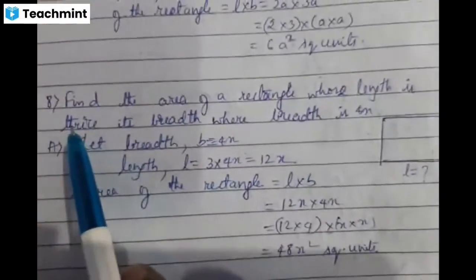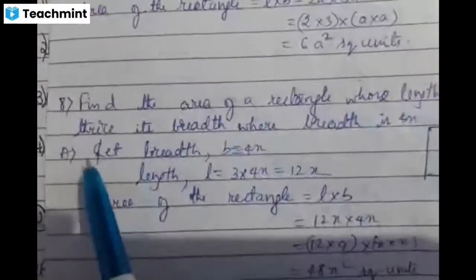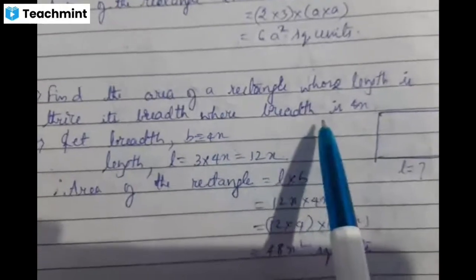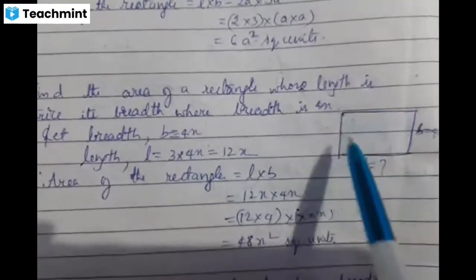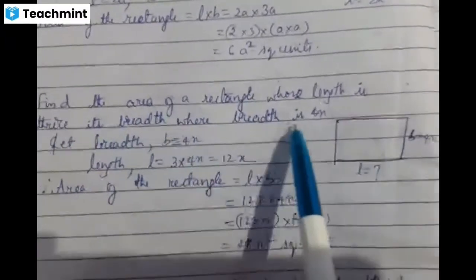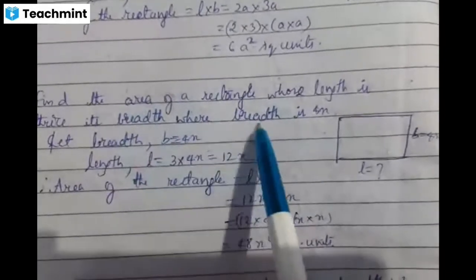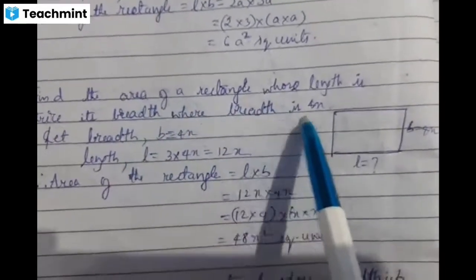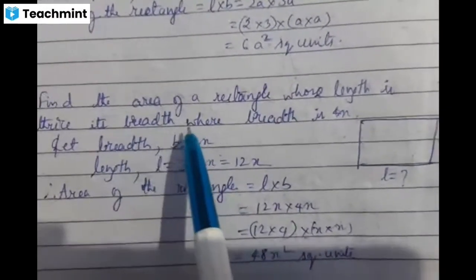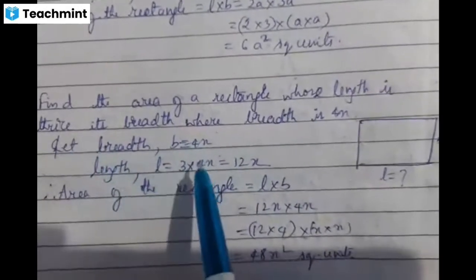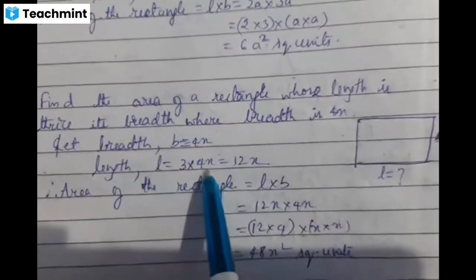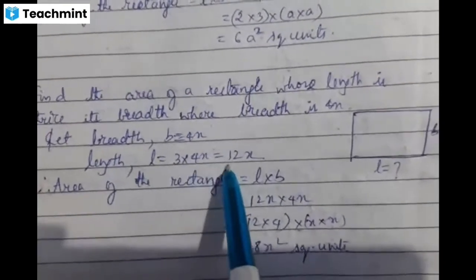Next is question number 8. Find the area of a rectangle whose length is thrice its breadth, where breadth is 4x, children. Here, let us consider a rectangle. Breadth is given as 4x. In such type of questions, we have to come from the last, where breadth is given. Breadth is 4x. Now, length is thrice its breadth. Thrice means 3 times its breadth, and breadth we have taken as 4x. So 3 into 4x, which is equal to 3 4s are 12x.